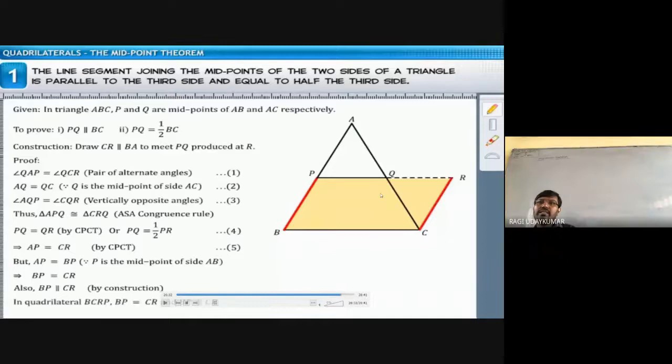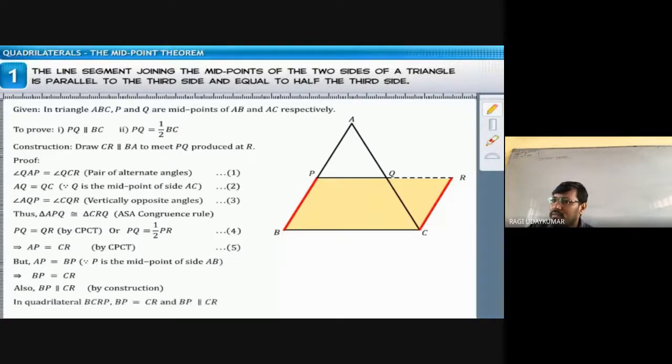Here, the first thing is that we have proved these two triangles are congruent. These two triangles congruent prove कर लिया. Congruent prove करने के बाद you got PQ is equal to QR. First step CPCT use कर लिया. So PQ is a half of PR. ये side में रख दो. PQ equal to half of PR. Then after, AP is equal to RC. That is CPCT. And AP is equal to PB.